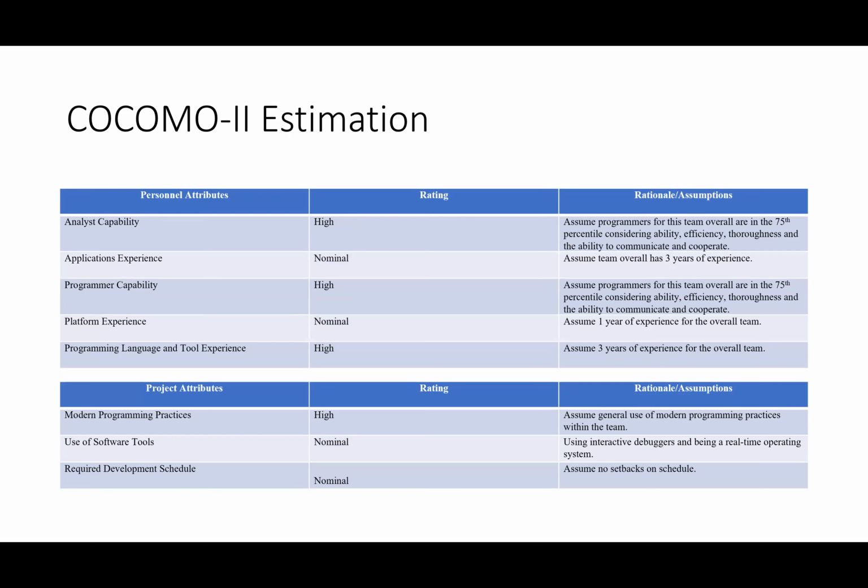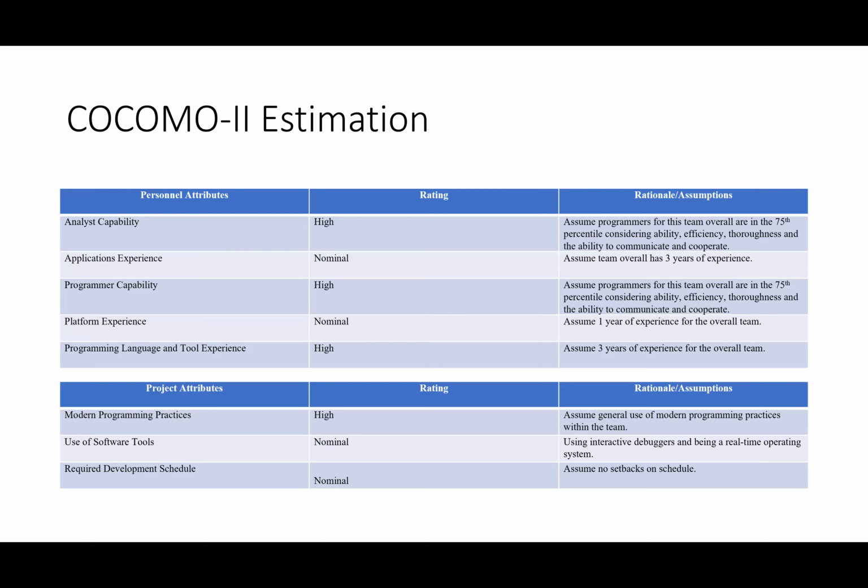Then going into the personnel attributes, analyst capability, high. Assume programmers for this team overall are in the 75th percentile, considering ability, efficiency, thoroughness. So based on that, the description for analyst capability, we rated that as high. The applications experience, we rated that as nominal, assuming team overall has 3 years of experience for that category.